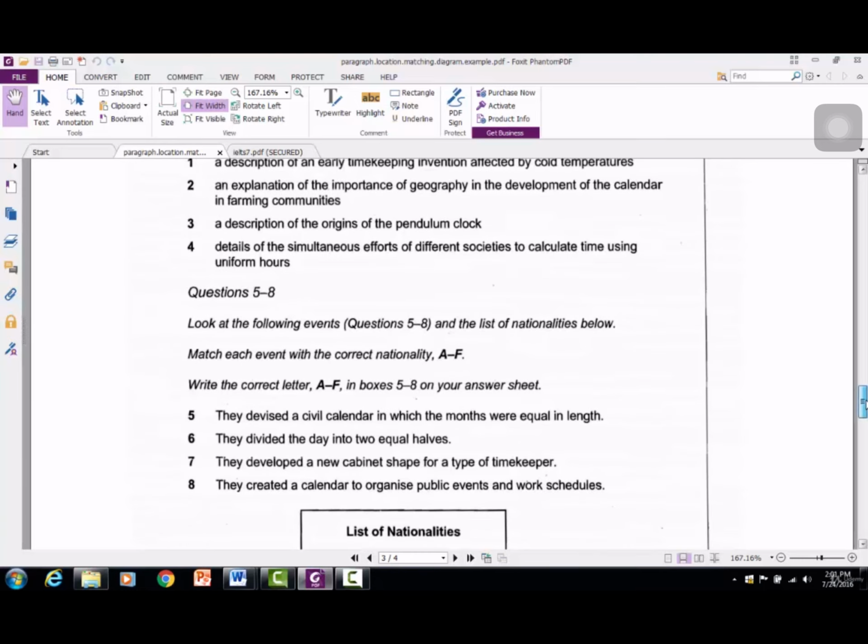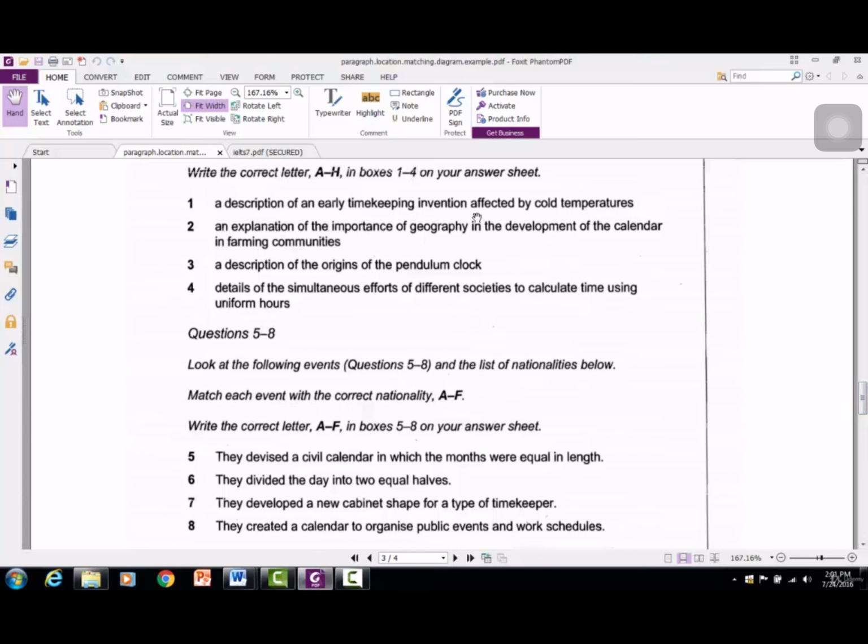Now I'm still keeping in mind my keywords for the paragraph location. I still have those in my mind: geography, farming, calendar, cold temperatures, early timekeeping invention, and uniform hours, simultaneous efforts.